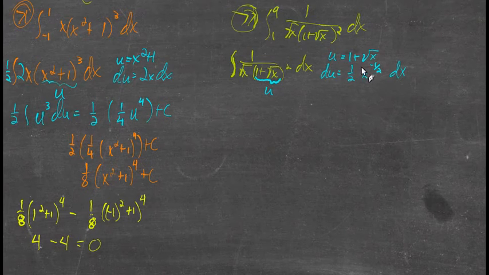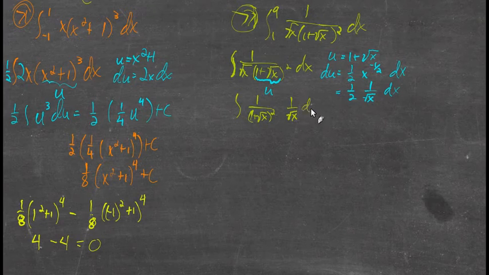So, now if we rewrite this as 1/2 times 1 over the square root of x, and we also rewrite this as 1 over 1 plus the square root of x squared times 1 over the square root of x dx, we see that we have 1 over the square root of x dx right there. We just need a 1/2 multiplier, and here is du.